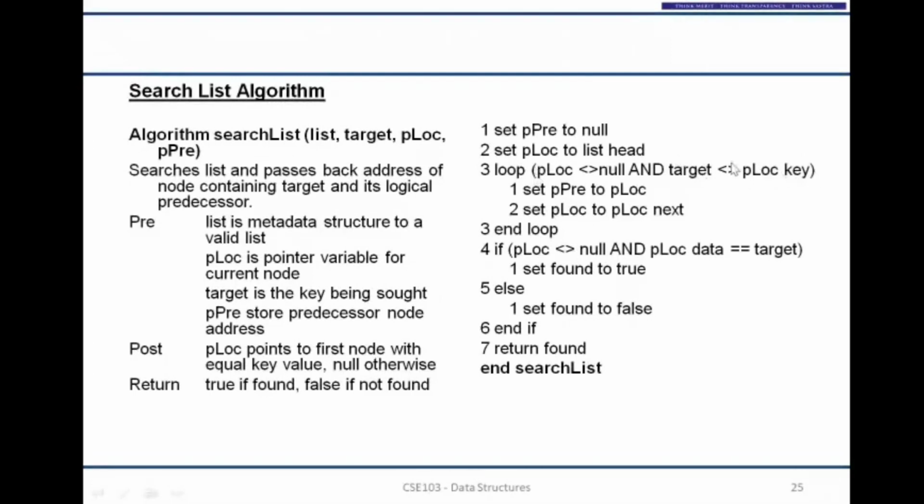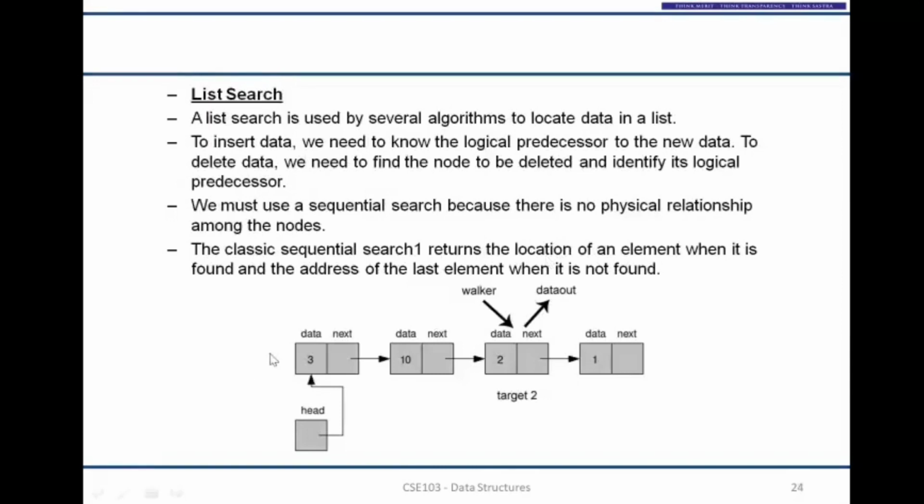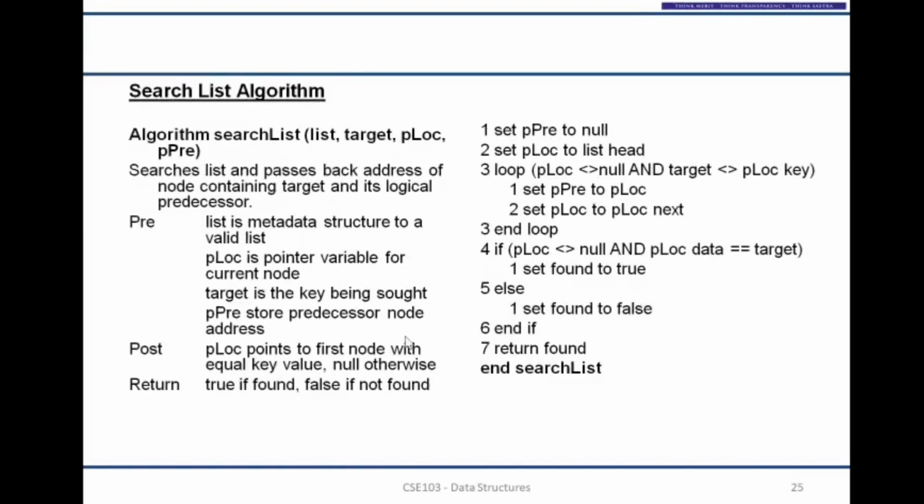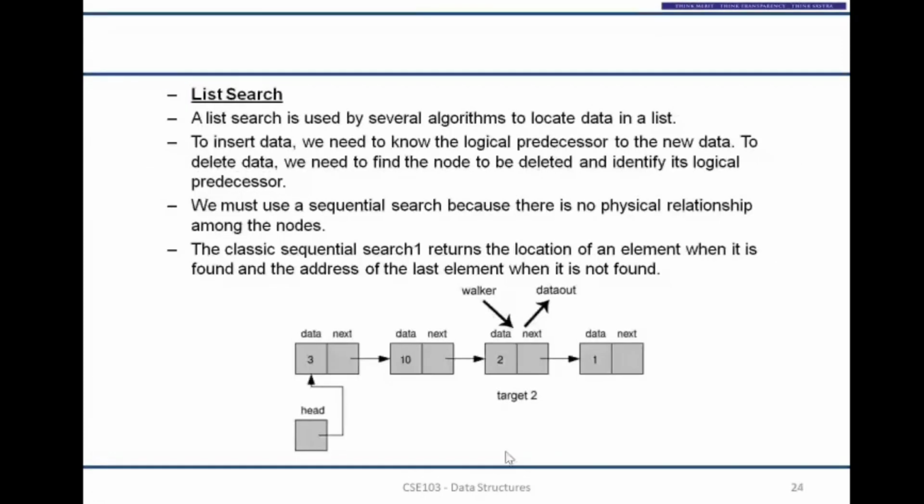Until these conditions are satisfied, we need to set predecessor node equal to p location and p location equal to p location next. So at the first iteration of this loop, the predecessor node will point to 3 and the location will point to 10. Now second iteration, the predecessor node will point to 10 and location will point to 2. That's it. Since the target is 2, now the loop will terminate.